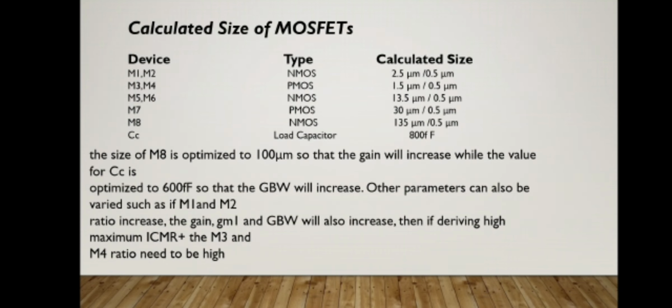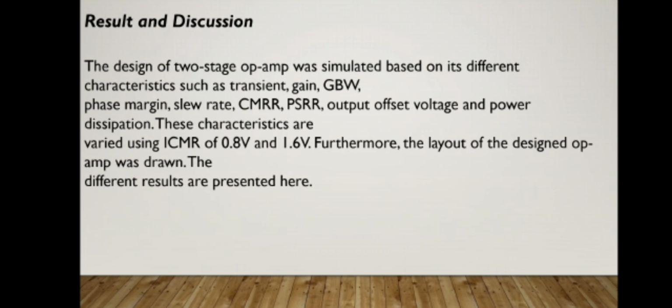Next, here there is a calculated size of the MOSFETs. They give the device types and calculated sizes. The size of M8 is optimized to 100 μm so that the gain will be increased, while the value of CC is optimized to 600 fF so that GBW will increase. Other parameters can also vary, such as if the M1 M2 ratio increases, the gain and GBW will also increase. Then if we are driving a higher maximum ICMR plus, the M3 and M4 ratio needs to be high.